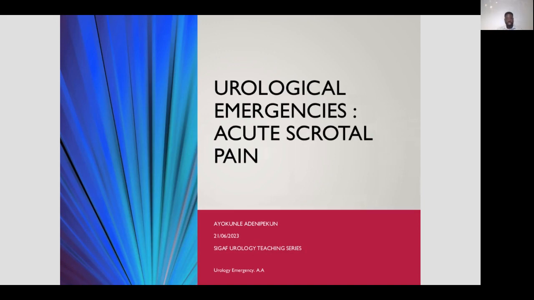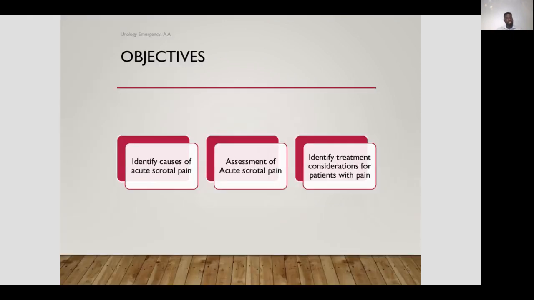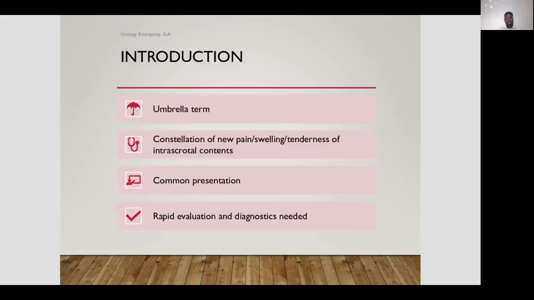Like I said earlier, my name is Ayo. I'm currently core training in West Midlands and I'm interested in urology. So we'll be starting with acute scrotal pain as part of our teaching series. The objective is basically to identify the causes of acute scrotal pain, to properly understand the assessment of acute scrotal pain and identify treatment options for patients with this pain.